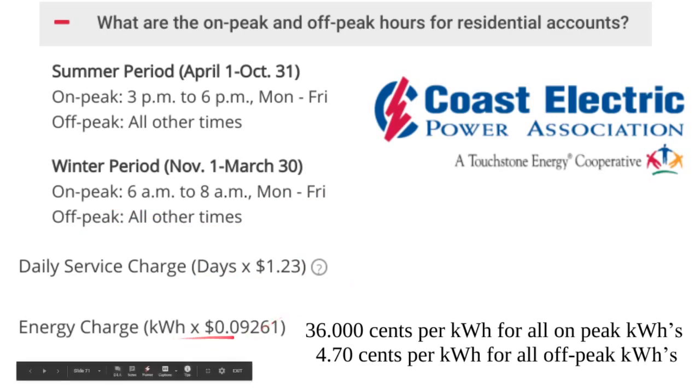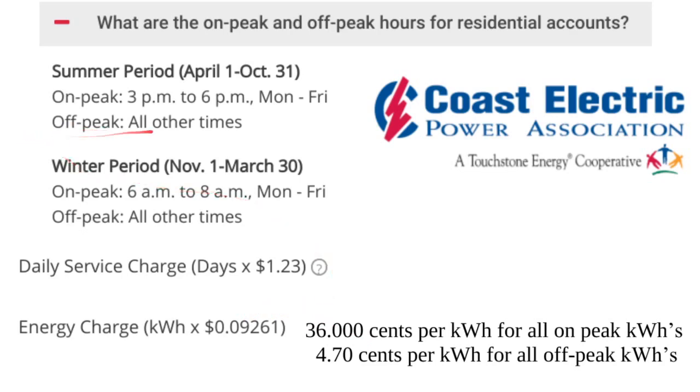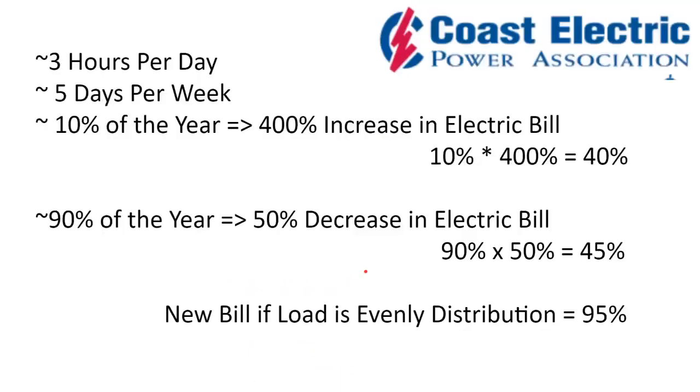Without time of day metering, I get a flat rate of 9 cents a kilowatt hour. With time of day, during the peak period, the electric rate quadruples. And then during the off peak period, the electric rate gets cut in half. You still have this rather large meter fee. But let's just take a look at this.